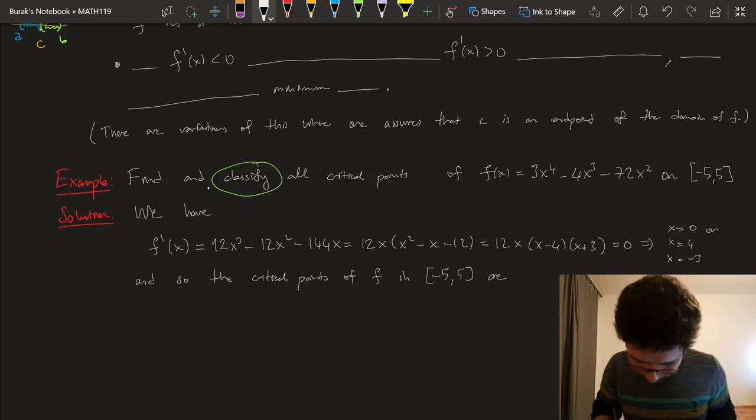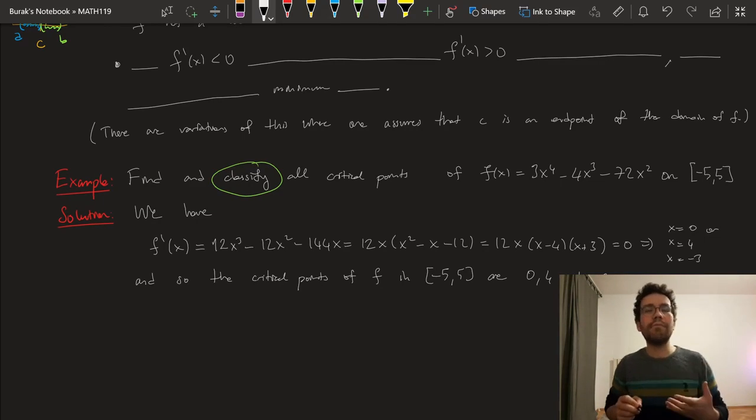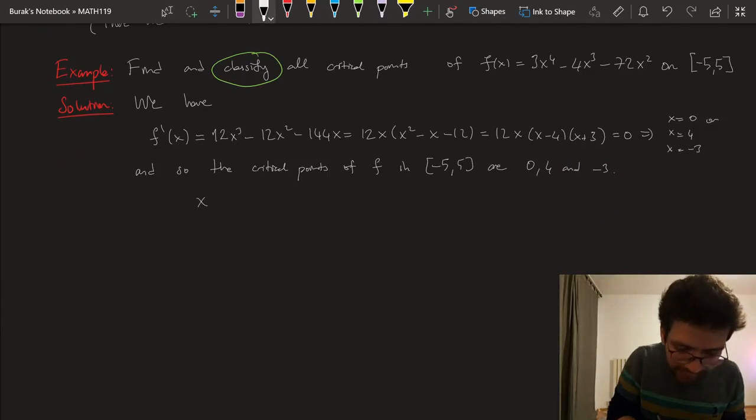So the critical points of f in this interval are 0, 4, and -3. Now I'm going to try to classify these. I'm going to try to figure out whether at these critical points I do see a local maximum or local minimum. Okay? How do I do that? I'm going to create a table like this.